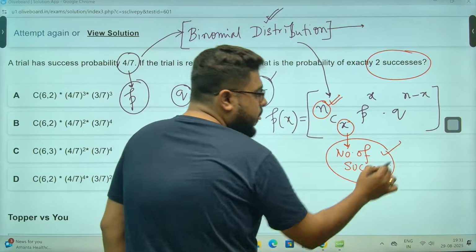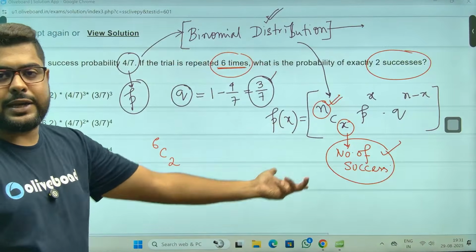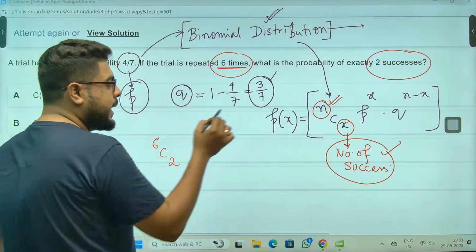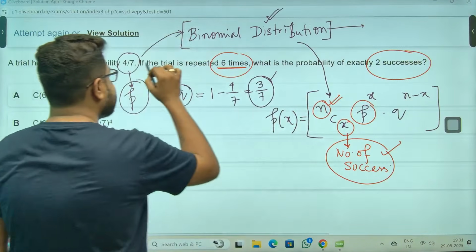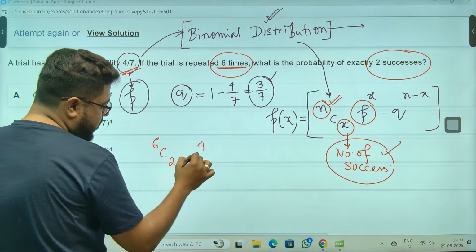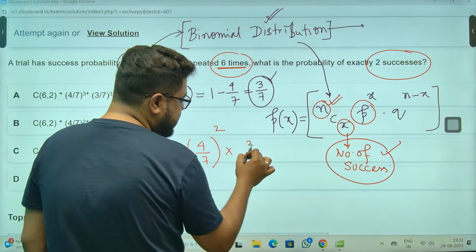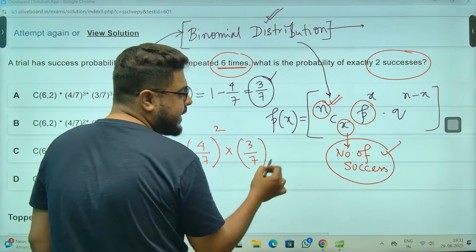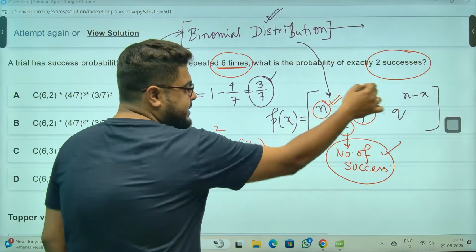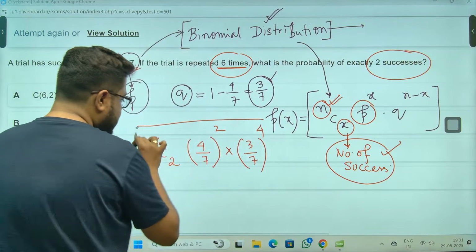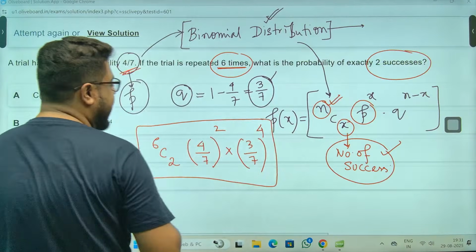Okay? And n minus x automatically will get. So 6C2 into P is success. P is 4 by 7. So 4 by 7 to the power 2. And definitely the rest of the remaining times we will get failure. 6 minus 2. N is 6. 6 minus 2 is 4. So that will be your answer.